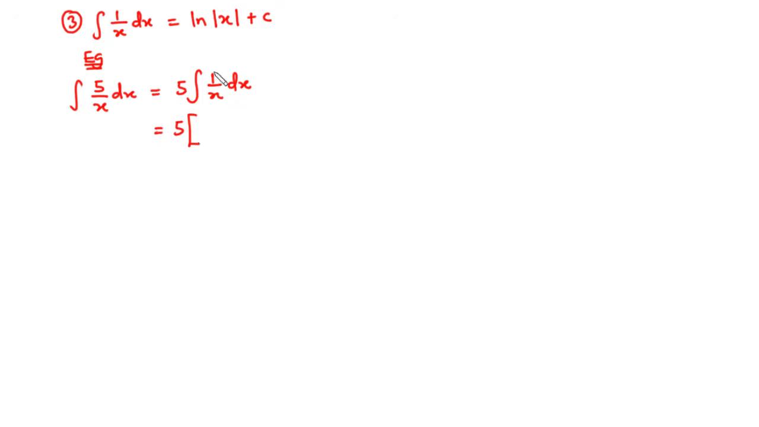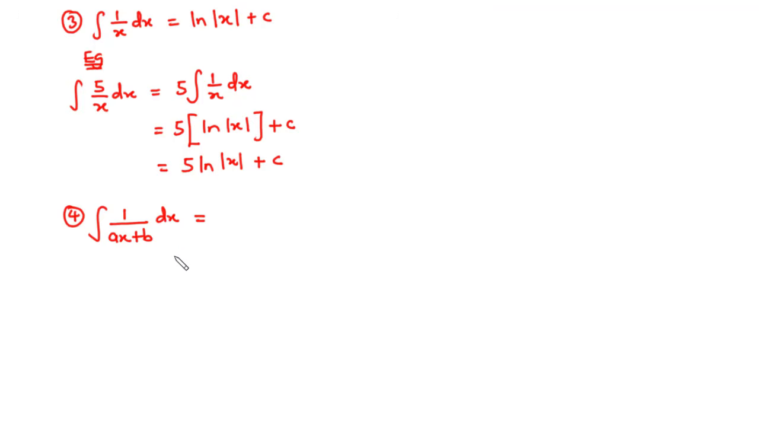5 times, now when you integrate 1 over x, you have ln absolute value of x, and then you multiply that by 5 so that you have 5 times ln of the absolute value of x plus c. 4. Let's say you want to integrate the function 1 over ax plus b.